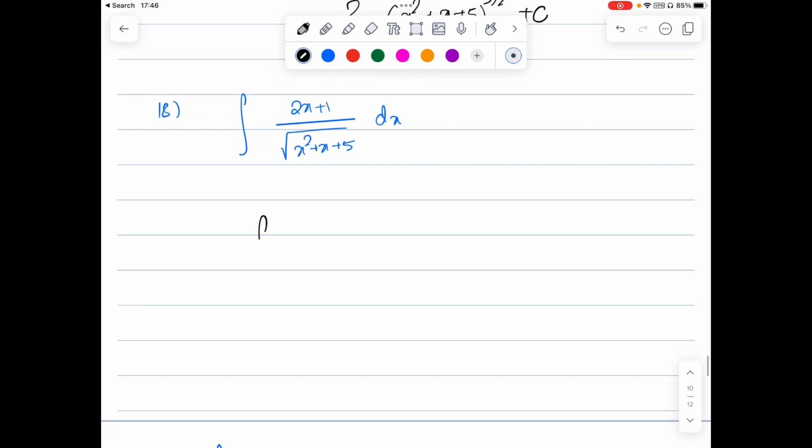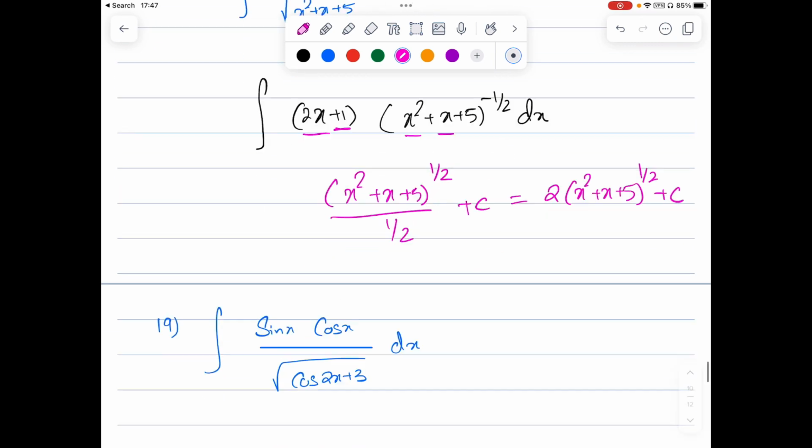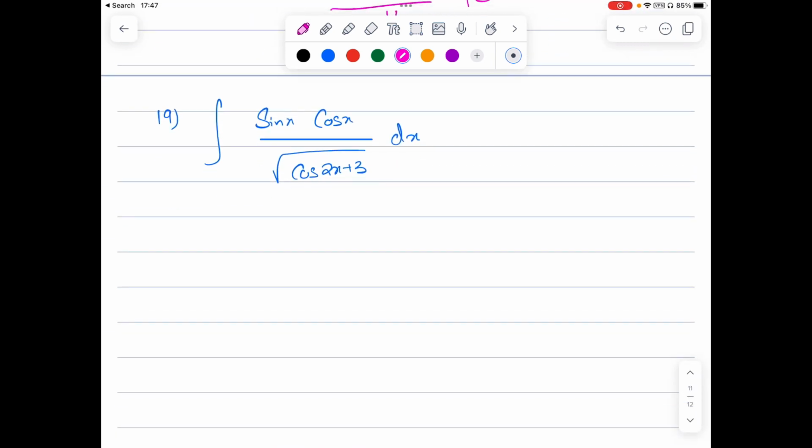Now this time what am I going to do? Bring that x squared plus x plus 5 to the numerator: x squared plus x plus 5 whole power negative 1 upon 2. Again, do I have x squared derivative? 2x, x derivative 1. So therefore, it is in that form. X squared plus x plus 5 whole power negative 1 upon 2 plus 1 is 1 upon 2, divided by 1 upon 2, plus c. So it becomes 2 bracket x squared plus x plus 5 whole power 1 upon 2 plus c. Finally, question number 19.